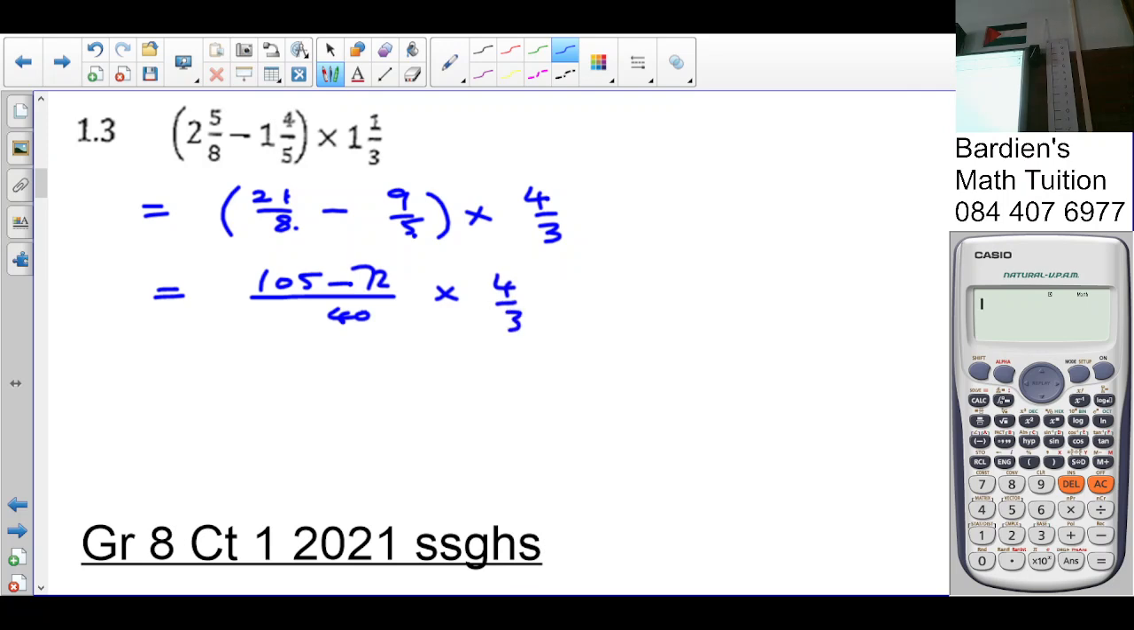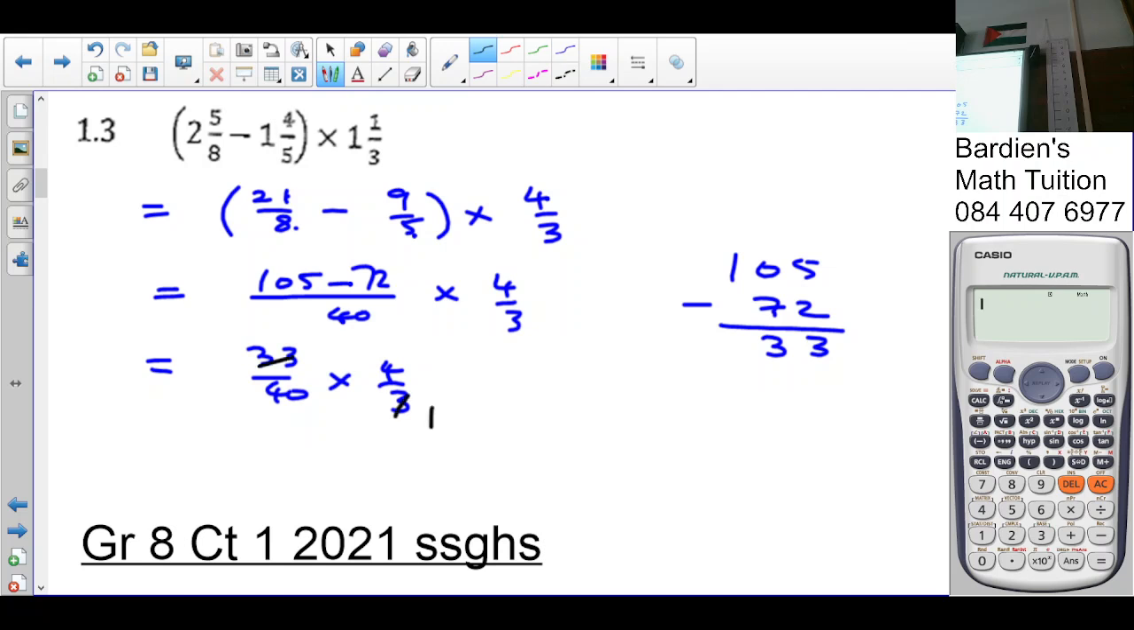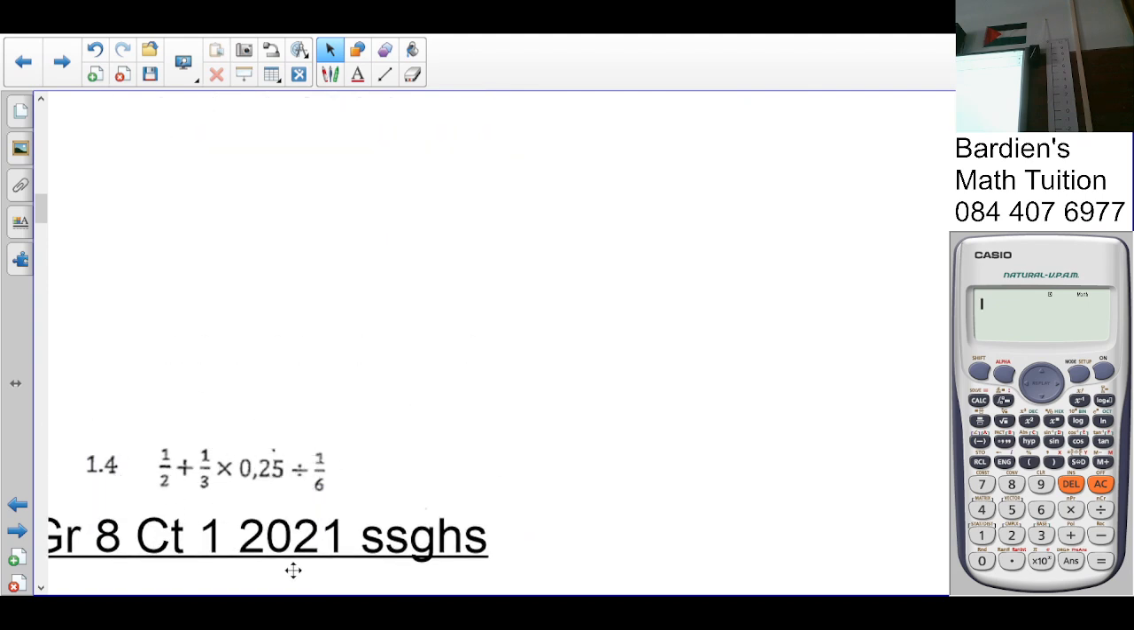You all agree with that? So 105 minus 72. It's going to give you 33. It's going to give you 33 over 40 multiplied by 4 over 3. 3 goes into 3 once, 3 going to 33, 11 times. 4 going to 4 once, 4 going to 40, sorry, 10 times. So it's going to give you 11 over 10. Any confusion there? No? Am I still correct? Yeah.